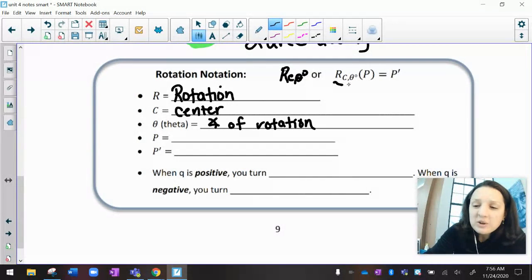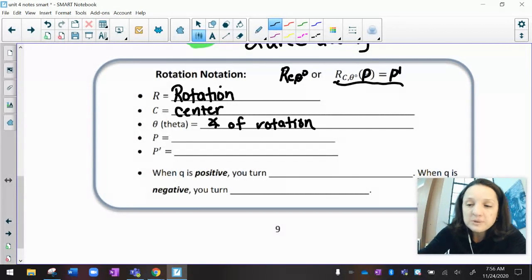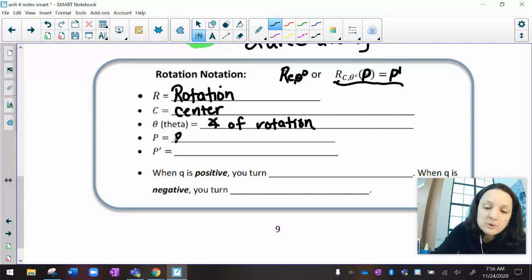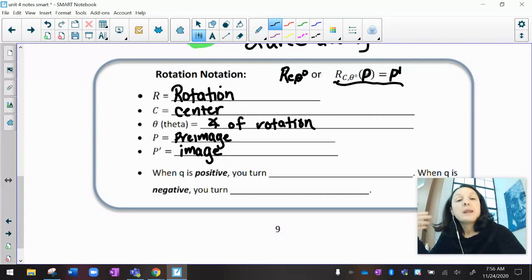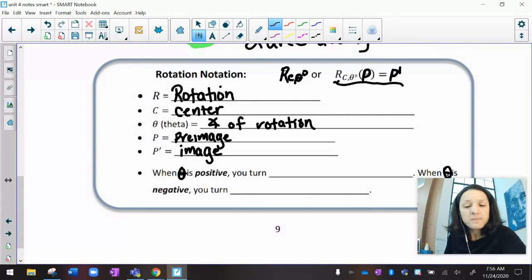Now, in this second notation, which I don't use often, it's kind of function notation for rotations. It says you're going to take P, and after you rotate it, it becomes P prime. So P is your pre-image, and P prime is your image. When I printed this, there was kind of a snafu in the communication between Word and the printer, and it turned my thetas into Qs. I have no idea why, but these Qs down here should be thetas, so you might want to fix that.